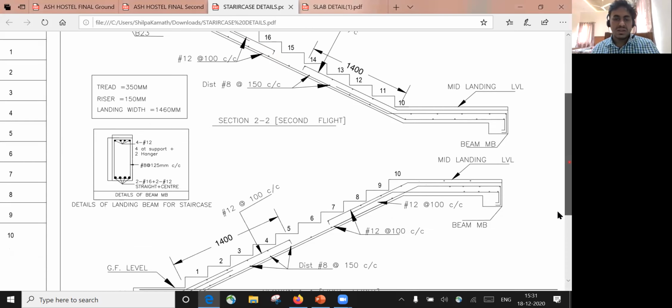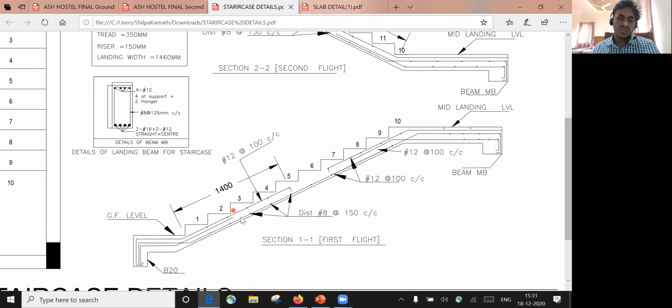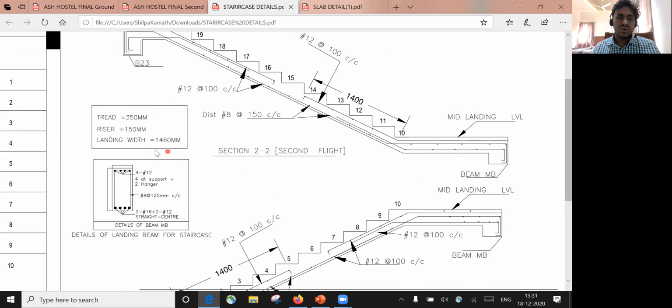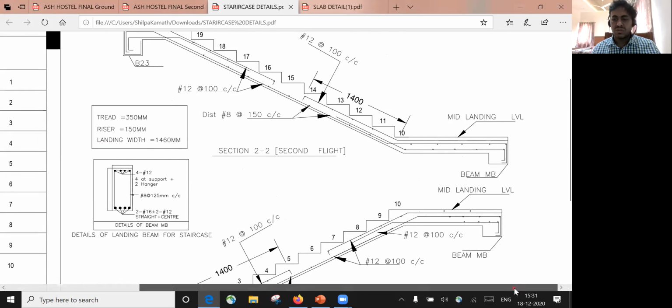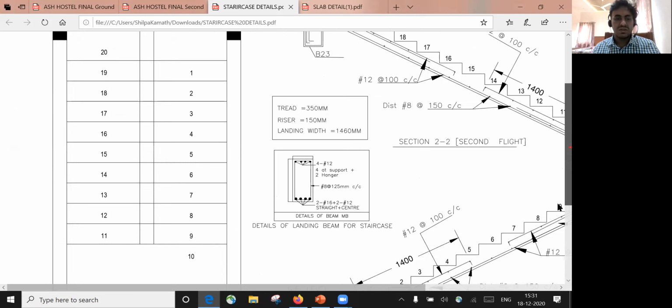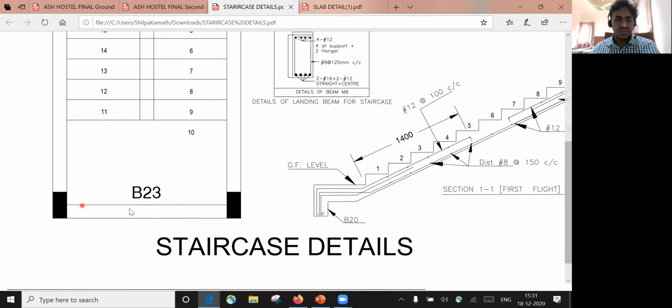Other than that, the rest of the things are understood. Again, it's the same thing. We have seen how a mid landing beam looks. This is the reinforcement that is to be given in a mid landing beam. And one thing I want to add is the landing width that we have, that is 1460. This landing, from here to here, is my landing width, and this is 1460, right?